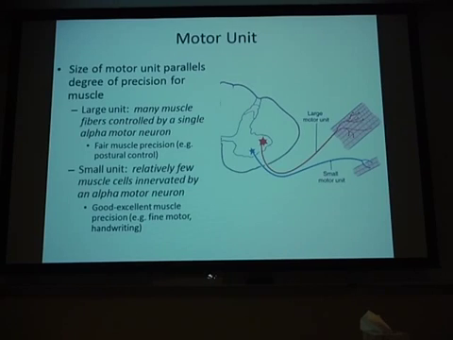Okay? Does that concept make sense? So would you see more small motor units in the areas controlling the distal parts of the body, and then more large motor units controlling the extensor parts of the body? Yeah, it's probably more distributed with small motor units in the distal muscles as compared to the proximal muscles.